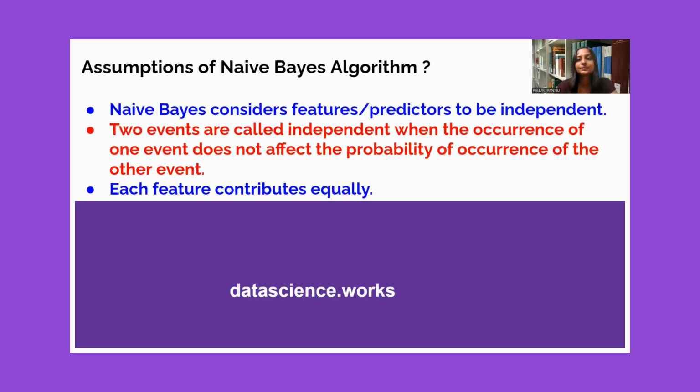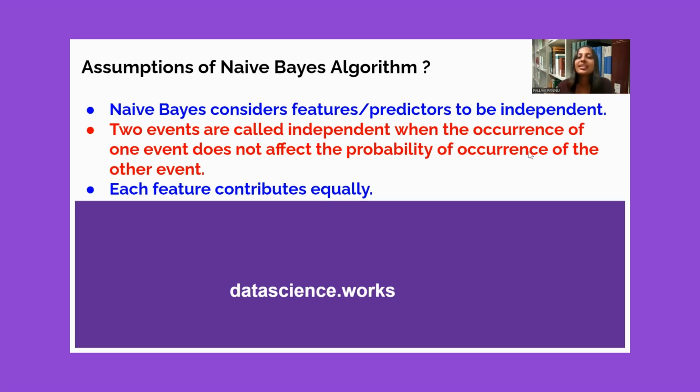Next, what are the assumptions, because this algorithm has some assumptions. This is one of the most important slides for today's session. Naive-Bayes considers features and predictors to be independent. You have multiple features and it considers them all to be independent. What does independent mean? Two events are called independent when the occurrence of one event does not have any effect on the occurrence of the other event. So both are independent, right?